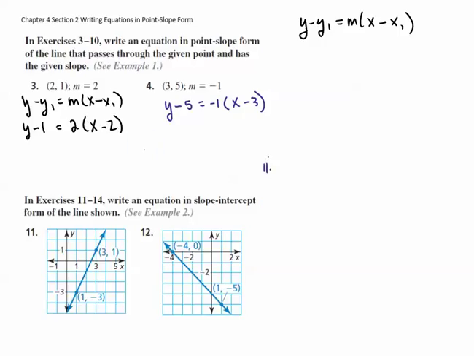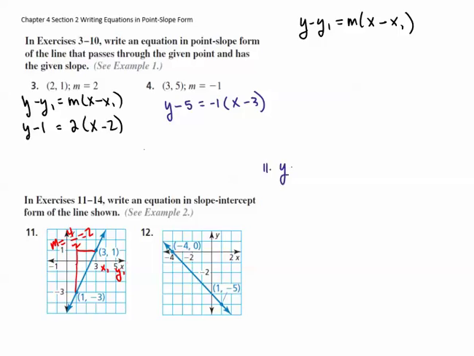Number 11. First of all, we can find the slope. When you have a graph, you can find the slope using the graph. 1, 2, 3, 4. Up 4 over 2, so therefore m is equal to 4 over 2, or 2. So we have that, and we have a point. Let's use the point 3, 1. That's going to be my x1 and my y1.